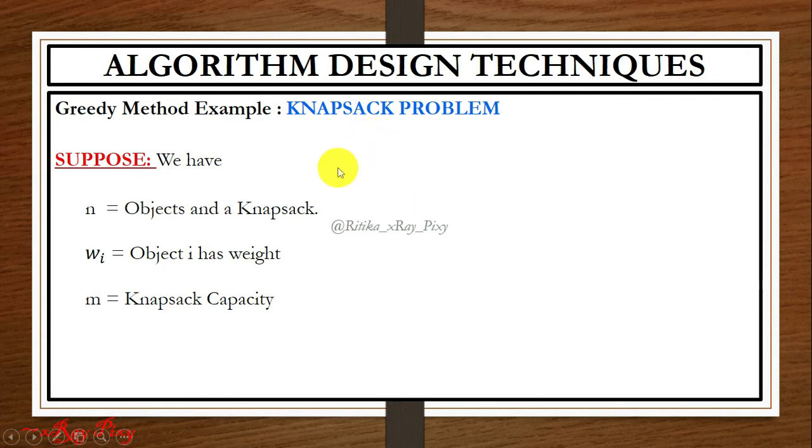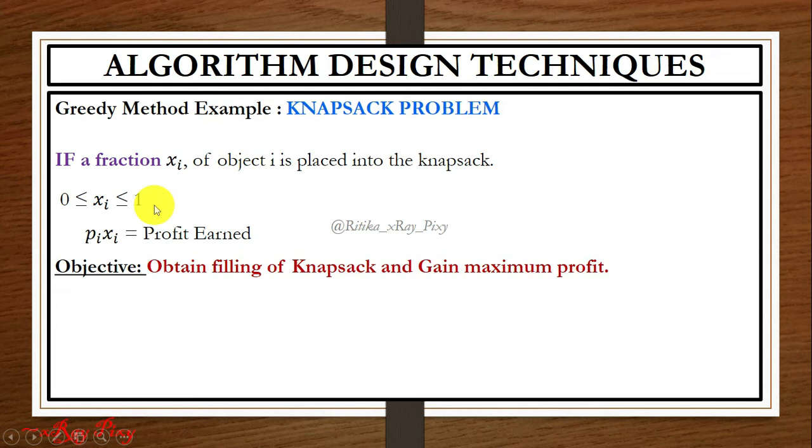Suppose we are given n objects. Here n is used to represent objects, and we have a knapsack, or you can say bag. Object i has a weight wi, you can see here, and we have knapsack capacity that is denoted by m, and you can see the constraint here. If this constraint is satisfied, then object i is placed into the knapsack, and then a profit of pi xi is earned. So first we will satisfy this constraint.